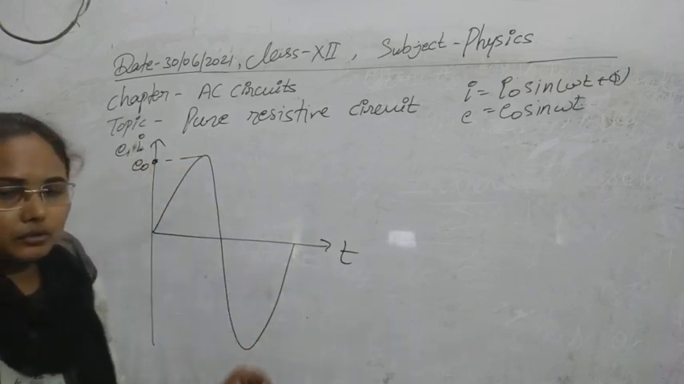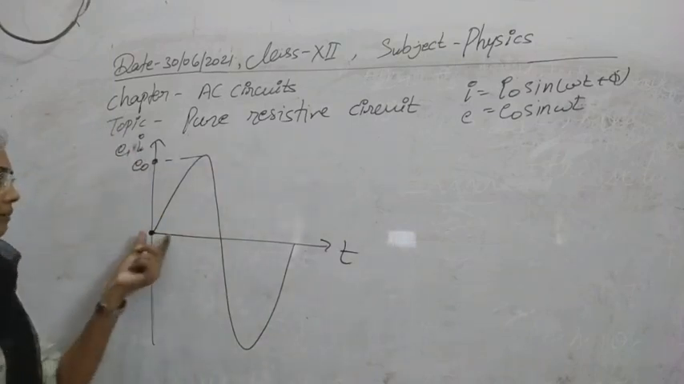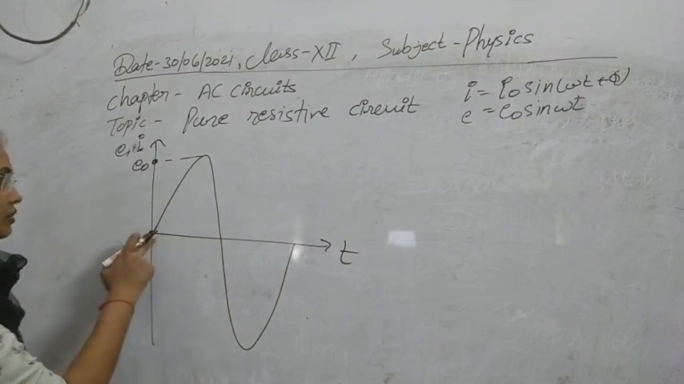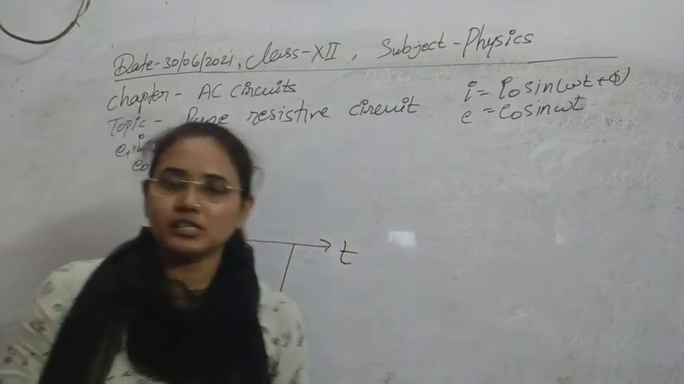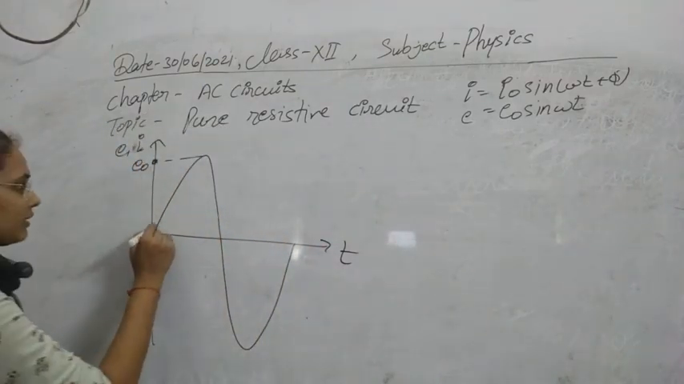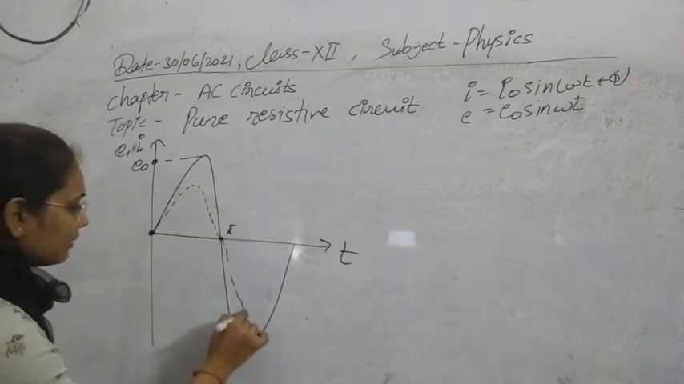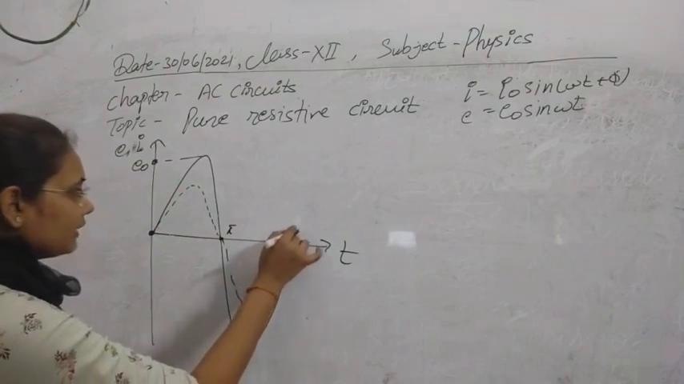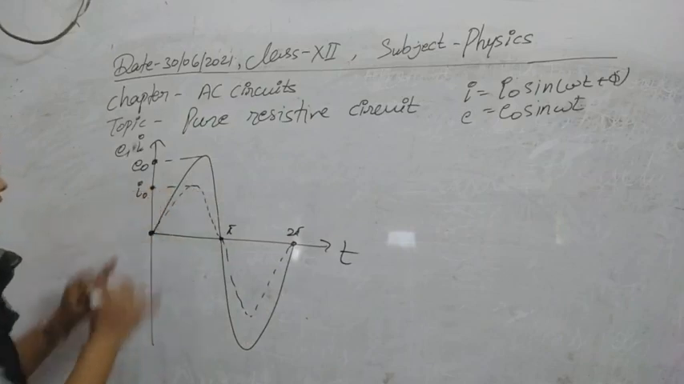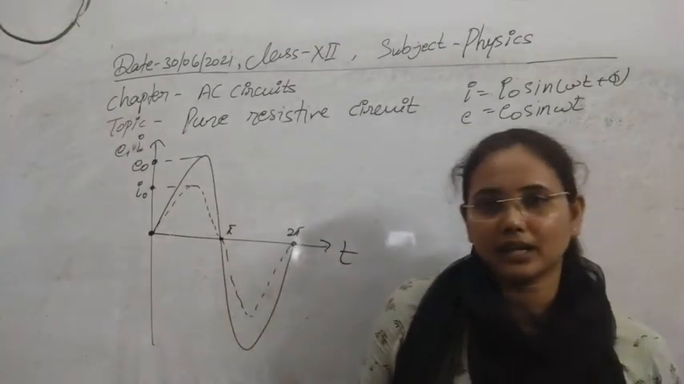Now if we have to make the graph for the alternating current, then as there is no time lag between alternating current and voltage, the current will also start from t equal to 0 seconds, from the 0 position, and again it will go along with this alternating voltage. From here you can see they will meet at pi, and again they will meet at 2 pi. This is the peak value of alternating current, I0. So this is the graph between alternating current and voltage with time.